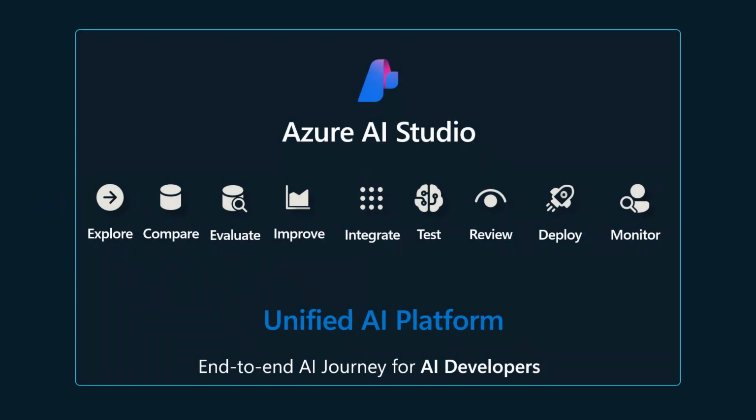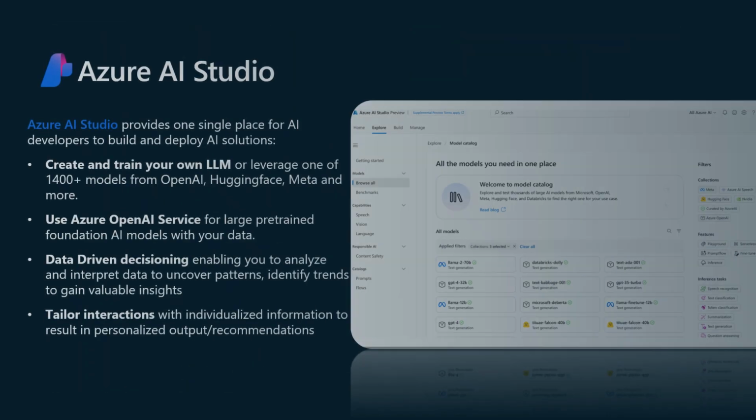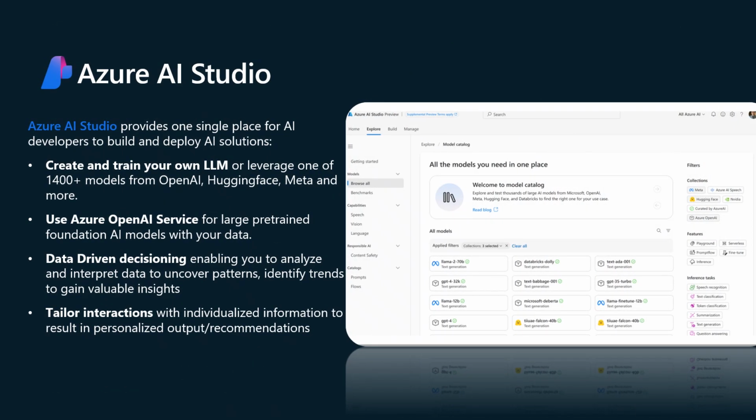Azure AI Studio is a unified AI platform for your end-to-end AI journey as AI developers. From data exploration, model comparison and evaluation to fine-tuning, integration, testing, deployment, and monitoring. Studio provides one single place for AI developers to build and deploy AI solutions.